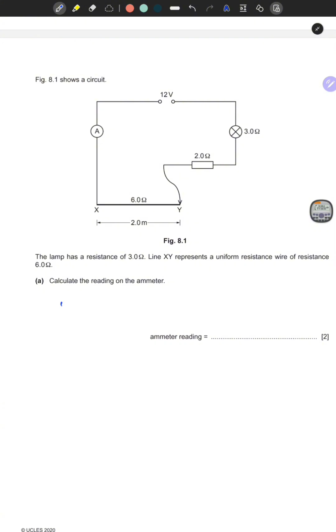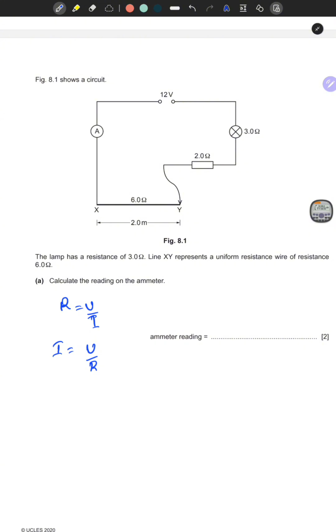Alright, R is equal to V over I here. Rearrange to make I the subject of the formula. I equals V over R. Here I will use the volts from the power supply there, which is 12 volts, and I will find the total resistance here.